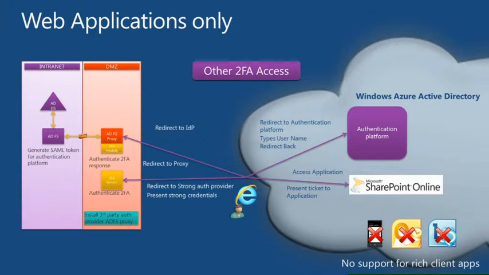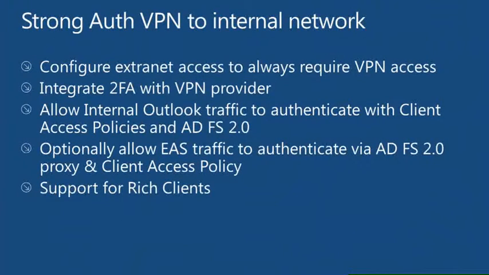No support for our rich clients there. So if I need rich client support and I want to roll through this, then I can go through effectively a VPN gateway to get in. Okay? So effectively what I'm trying to do is take my external user and pull them inside the corporate network. All right? So I integrated 2FA or a strong authentication setup with my VPN provider.